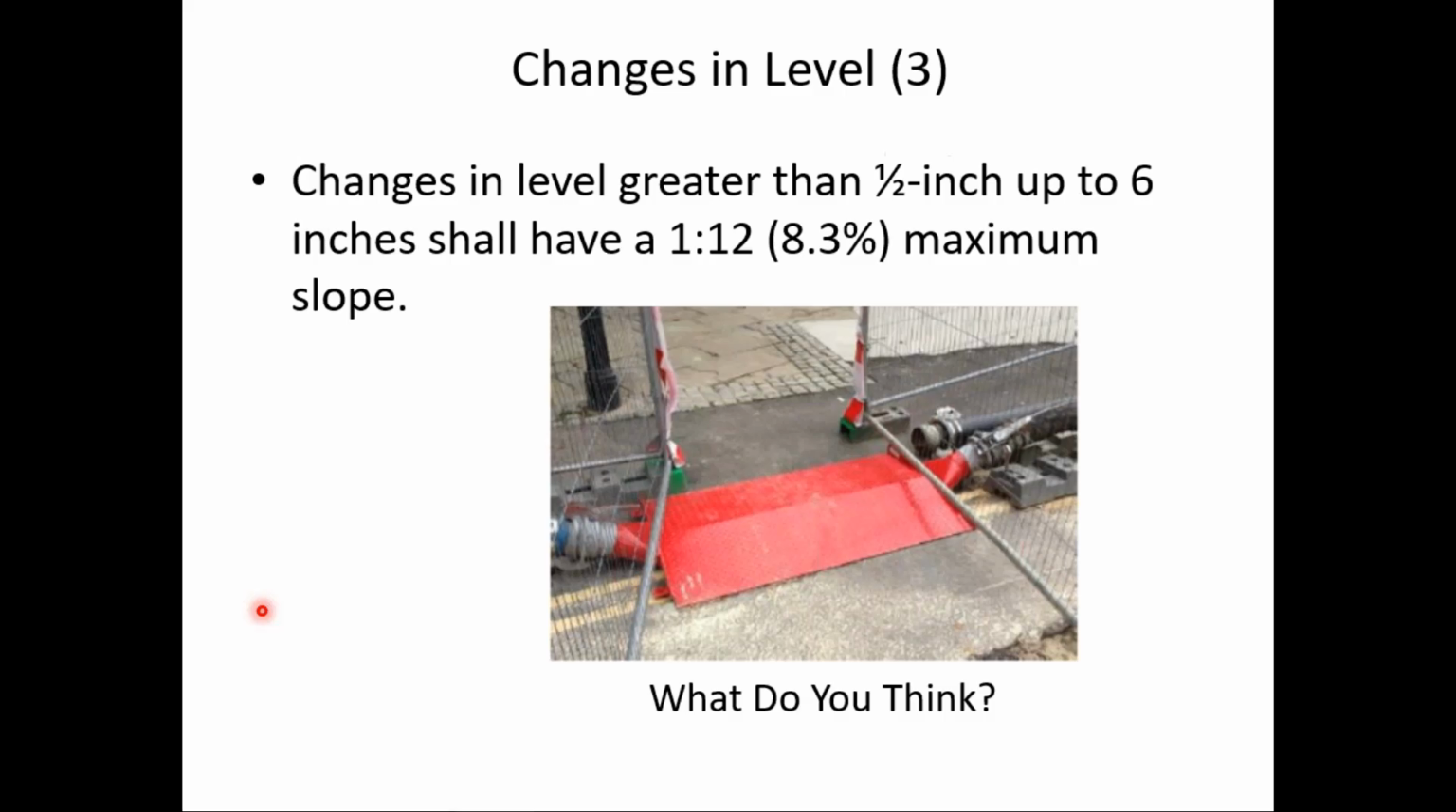PROWAG says changes in level greater than a 1/2 inch up to 6 inches shall have an 8.3% maximum slope. And here it looks like some construction is going on, so we have some temporary traffic control. And here's what this particular contractor did. They attempted to ramp over the hose here. It's hard to tell, but that may be 6 inches, so it should be an 8.3% maximum slope. That looks much steeper than 8.3%, so it doesn't comply in that regard.